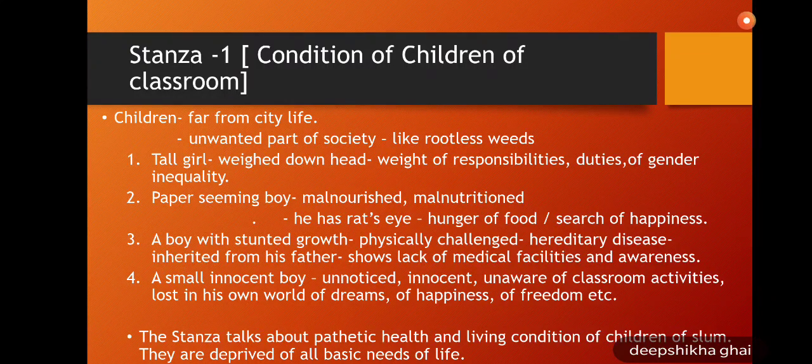So my dear children, this particular stanza talks about the pathetic health and living condition of children of slum. It shows how these children are deprived of all their basic needs of life, even happiness.